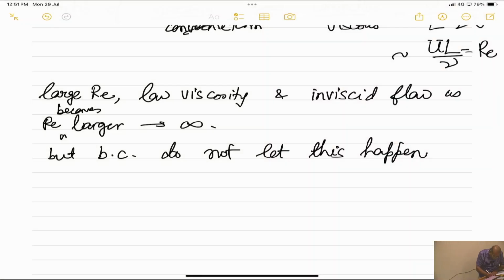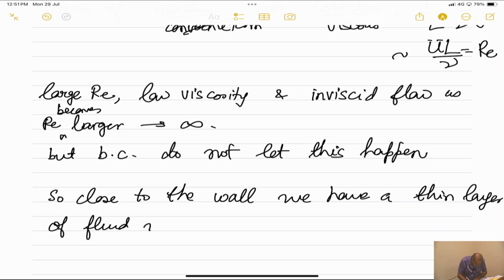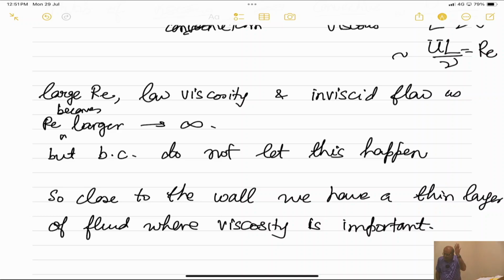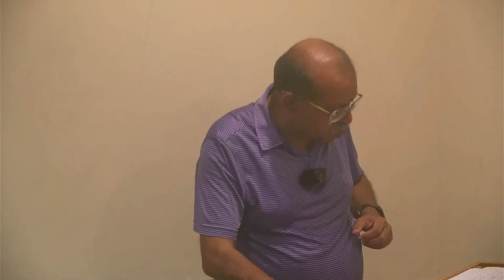So what we have is, close to the wall, we have a thin layer of fluid where viscosity is important. So even if Reynolds number becomes higher and higher and higher, you cannot do away with viscosity. There will be a small region where viscosity is important.